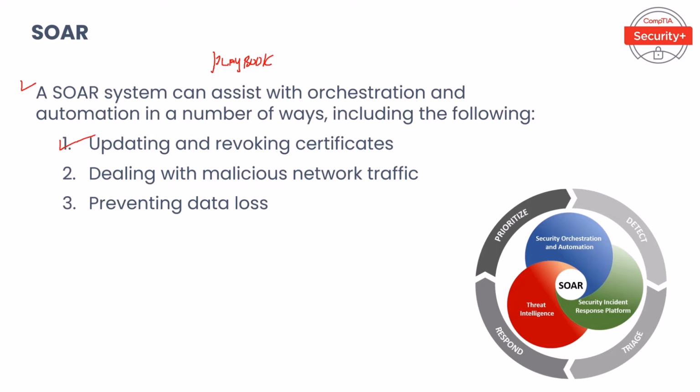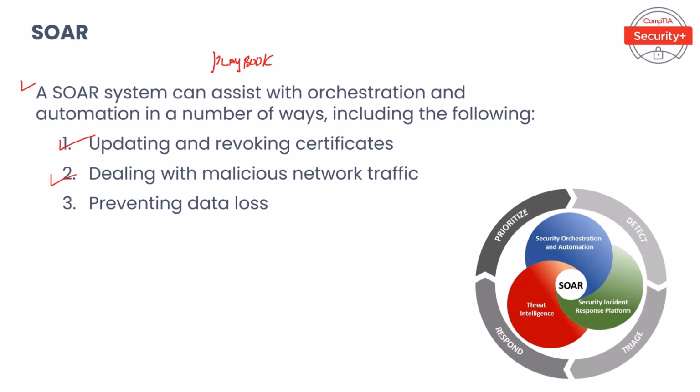Next is dealing with malicious network traffic. Aggregated threat alerts enriched with additional data can then take automated actions. This could include, for example, closing specific ports on specific host-based firewalls only. It could also include IP address or domain blocking at the network-based firewall or updating of content and URL filters.